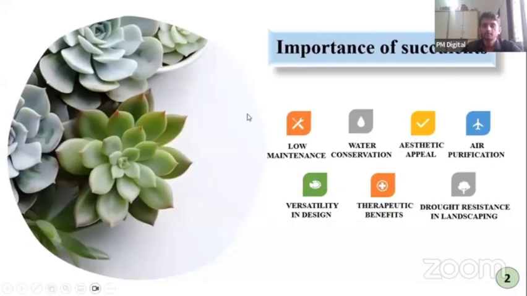Now, coming to the importance of succulents, the first one is low maintenance. Succulents have an ability to store water in their fleshy leaves, so they require a very small amount of care. Second one is water conservation. As I mentioned, this plant has an ability to store water in its leaves, stem, as well as root, so the requirement of water will be less. Third one is aesthetic appeal. From small containers to big vertical farming, the plant is available in different forms.